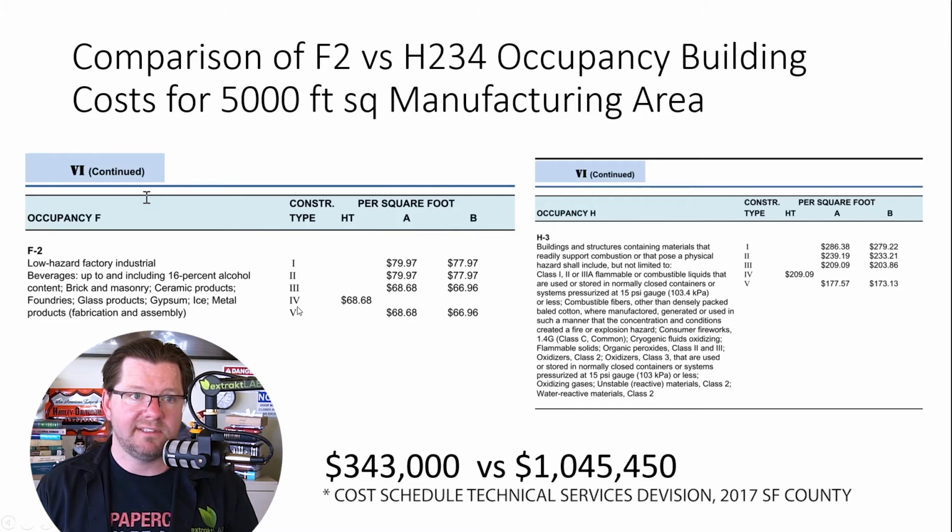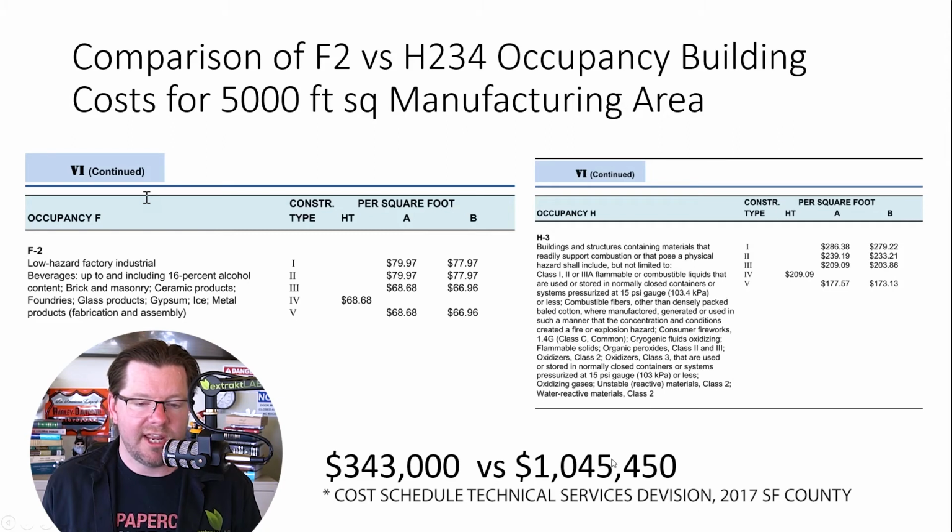And the different types of buildings have to do with how the building is constructed, what the walls are, what the ceiling is, is it metal construction, is it cement construction, is it wood construction, and then also is it sprinklered or not sprinklered. So that's what the different types of constructions are. And you can see that say you have a 5,000 square foot facility, F2 versus H2, you're talking about a radically different cost to build that building for an F2 versus an H occupancy. And that just has to do with all the requirements for an H occupancy.